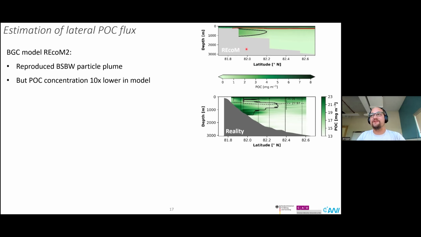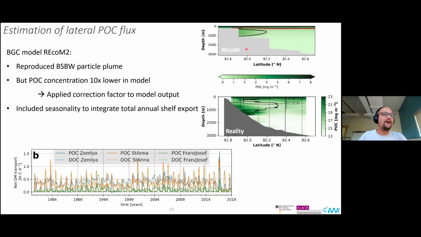But the concentration was much, much lower. So it was like 10 times lower. And also the depth was shallower because the dense water in the model is less dense. And therefore we applied a correction factor for the POC. So we just multiplied everything in the model by about 10. And we included the seasonality from the model.